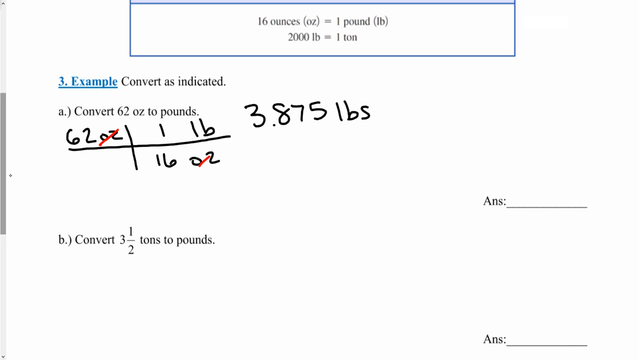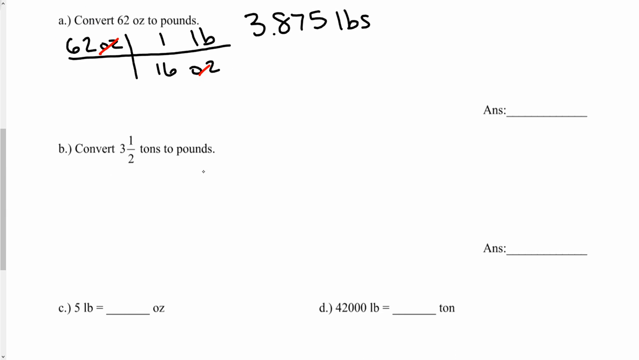All right, what if we want to convert 3.5 tons to pounds? Well, remember, we multiply 2 times 3 to get 6, and then we add 1 more to get 7. So this is 7/2 tons. Now you can either use 7/2 or you can use 3.5. It doesn't matter to me. Maybe we'll use 7/2 since we haven't been doing it that way very much recently.